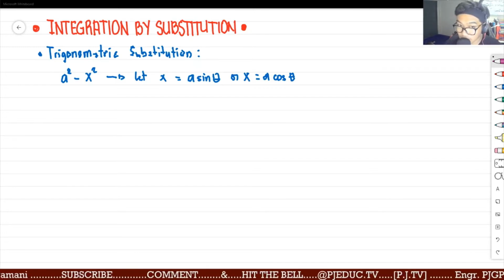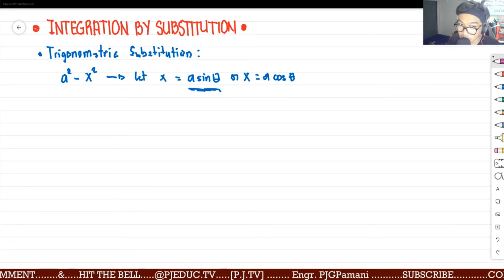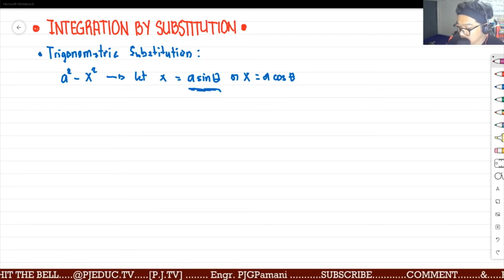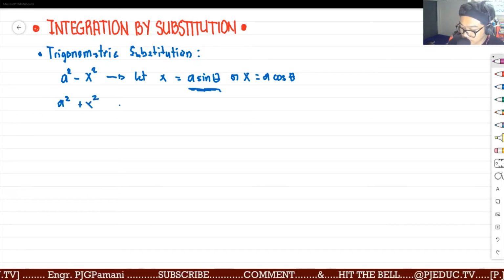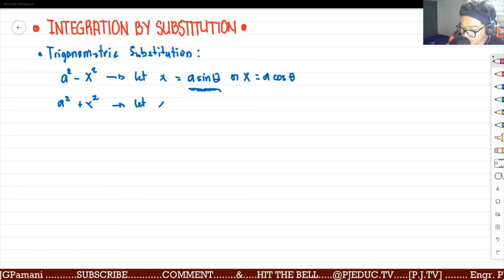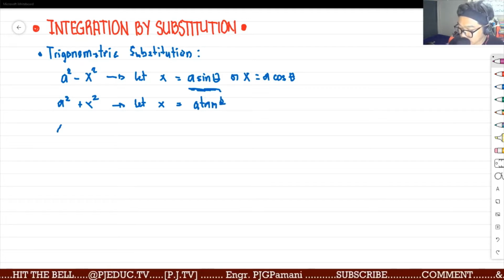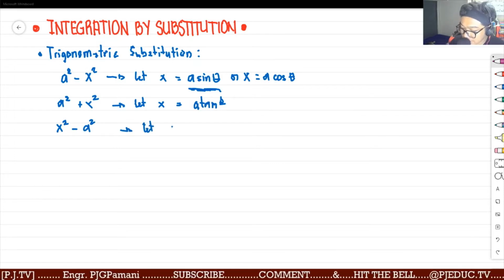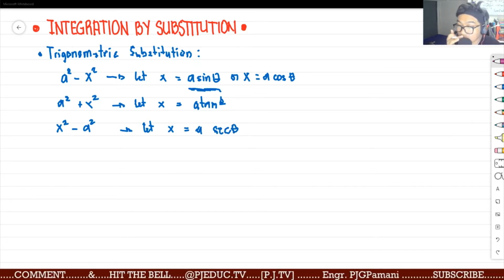So it's up to you. But commonly, we use sine theta, because that's what's in the book. And if it is a squared plus x squared, we can let the substitution be x equal a tangent theta. And lastly, if it is x squared minus a squared, we will let x be equal to a secant theta. So those are the three conditions.